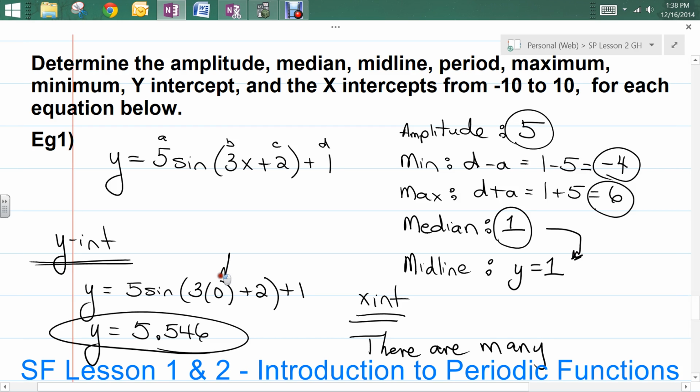I let x equal 0 here, and that gave me the y-intercept. When it came to the x-intercepts, we counted them. There were 19. So we didn't do it. But we let y equal 0, and we discussed how we could do it.